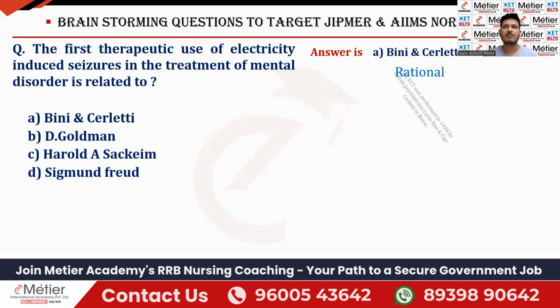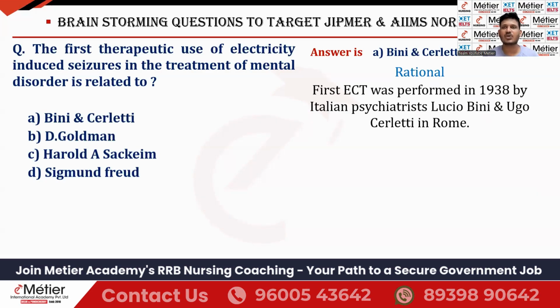Additional important points: the first ECT was performed in 1938 by an Italian psychiatrist known as Binney and Cerletti. His native place is Rome. At what time was the first ECT performed? It was performed in 1938 by the Italian psychiatrist. The name of the Italian psychiatrist is Binney and Cerletti, and where was this first ECT procedure conducted? It was conducted in Rome.